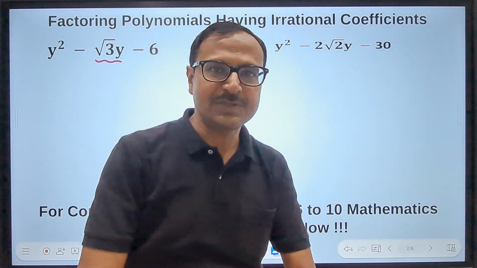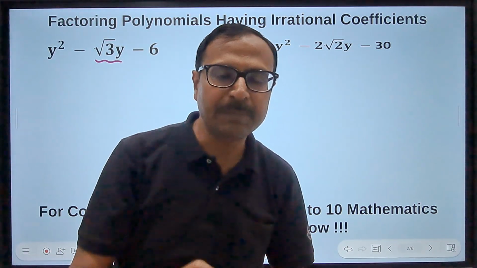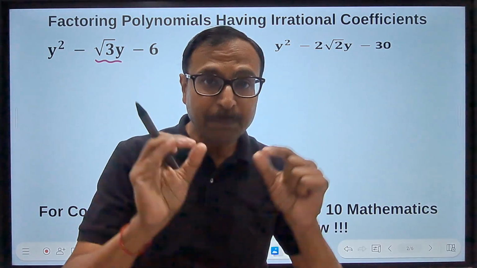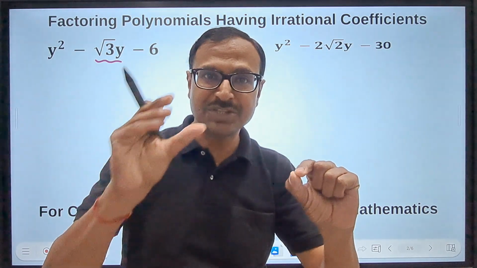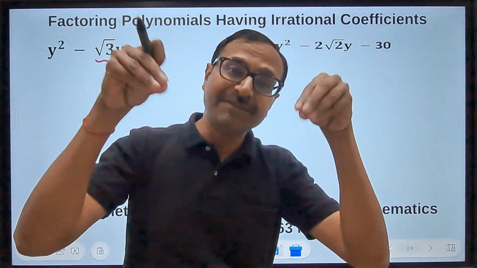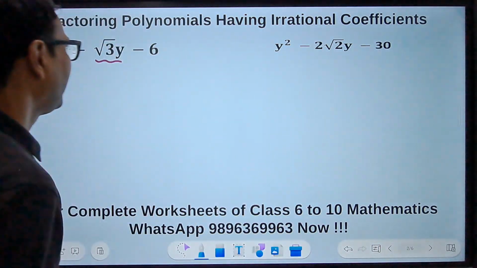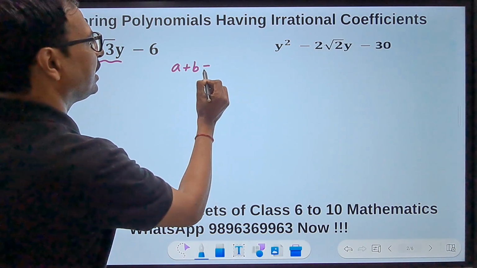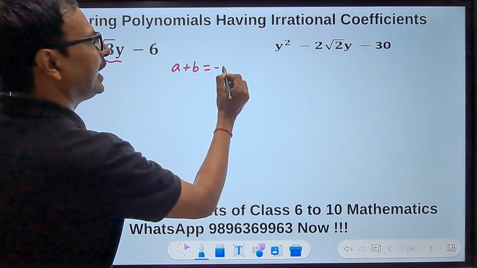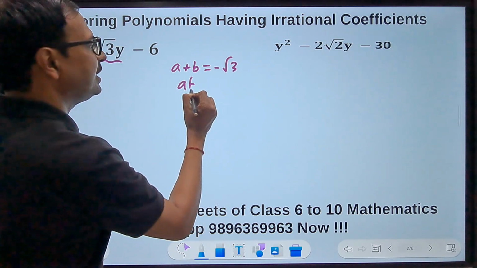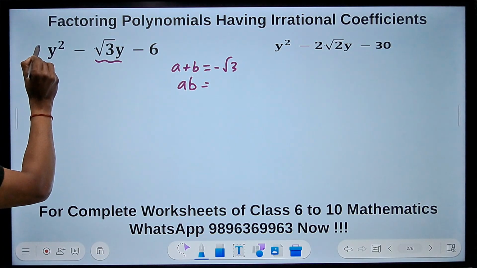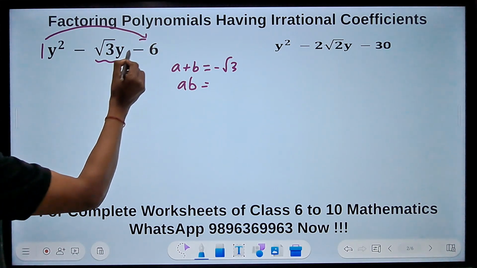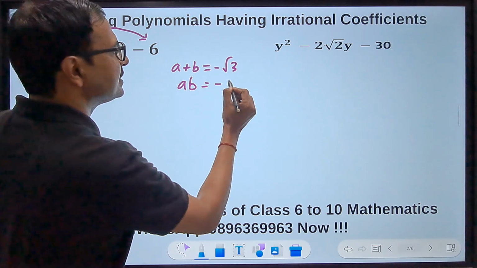So these type of questions where the square root is only in the middle term, they can be solved by splitting the middle term. And both the terms into which the middle term will be split will have the same square root. So I want two numbers whose sum, say a plus b, is how much? Negative root 3, and whose product ab is the product of the coefficient of y square, which is 1 here, multiplied by the constant term minus 6. So 1 into minus 6 is minus 6.